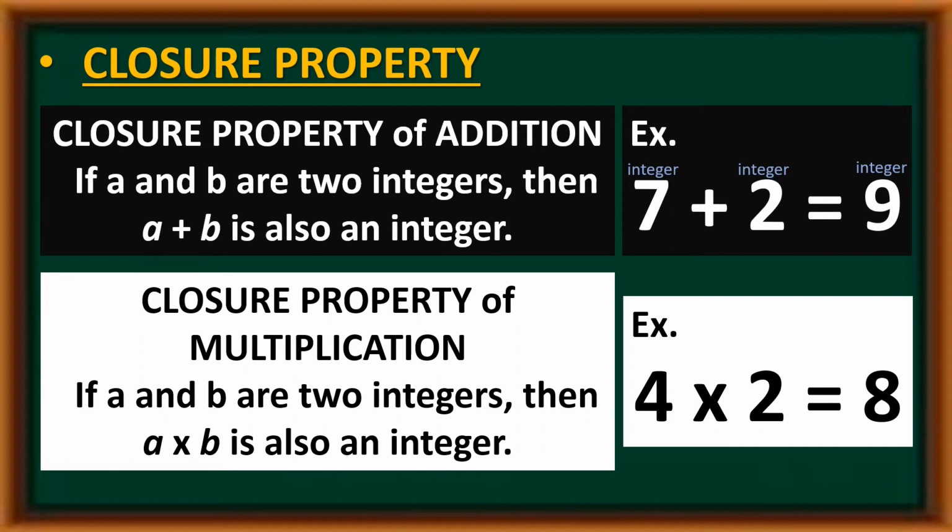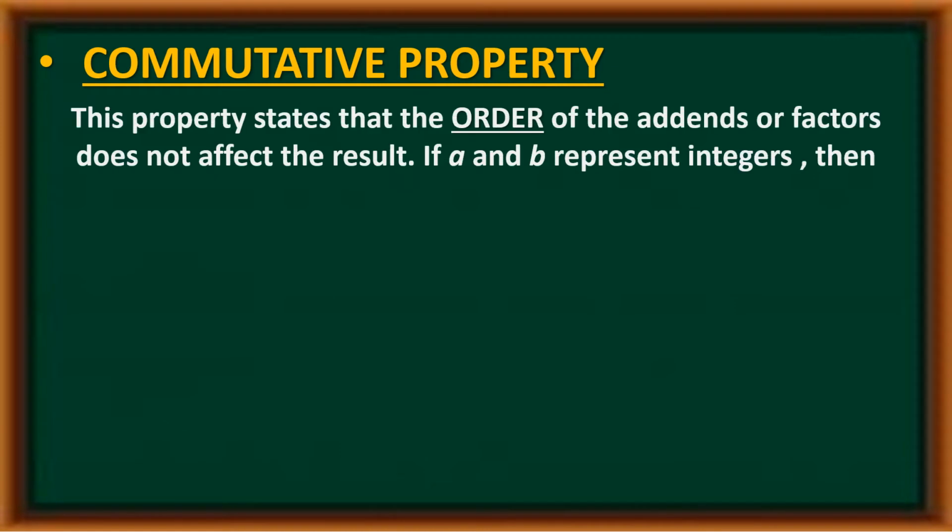Example, we have 4 times 2 is equal to 8. 4 is an integer, 2 is an integer, and 8 is an integer. Commutative property. This property states that the order of the addends or factors does not affect the result. If A and B represent integers, then A plus B is equal to B plus A, and A times B is equal to B times A.